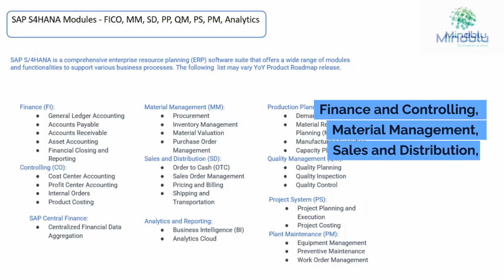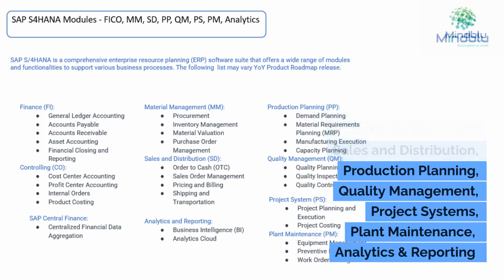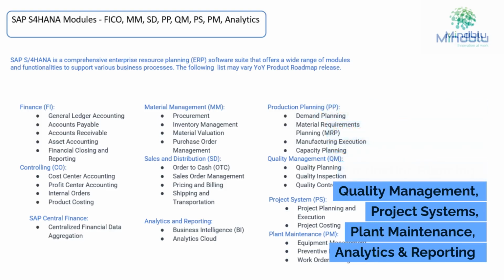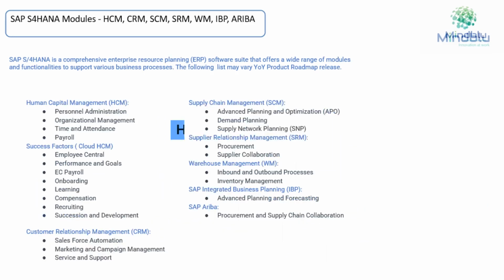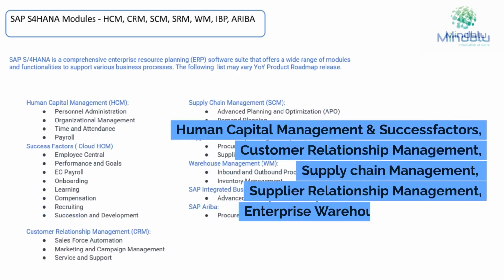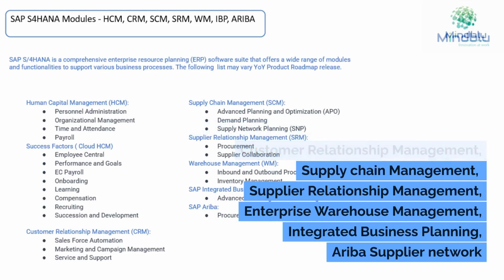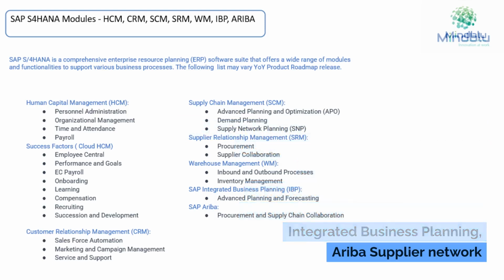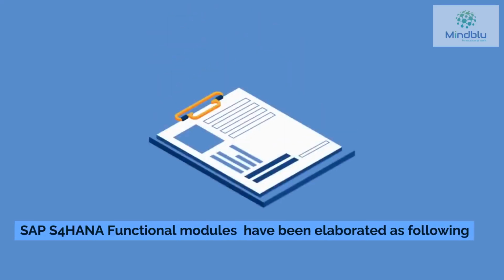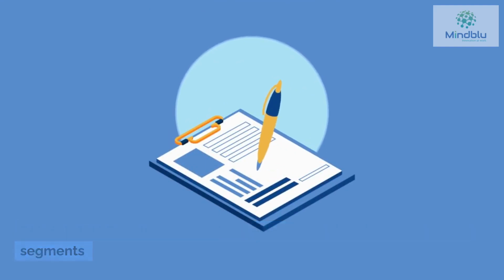Finance and controlling, material management, sales and distribution, production planning, quality management, project systems, plant maintenance, analytics and reporting, human capital management and SuccessFactors, customer relationship management, supply chain management, supplier relationship management, enterprise warehouse management, integrated business planning, ARIBA supplier network. SAP S4HANA Functional Modules have been elaborated in the following segments.